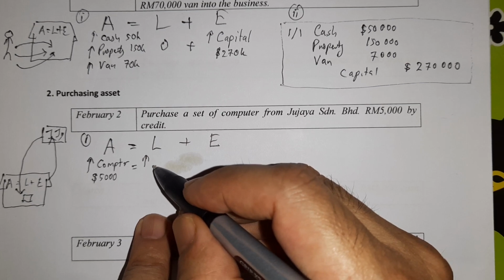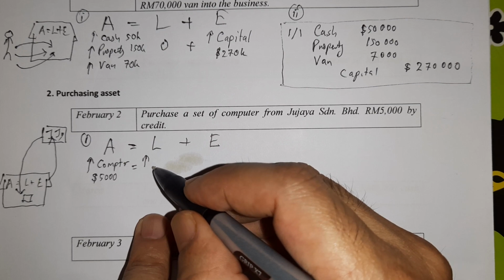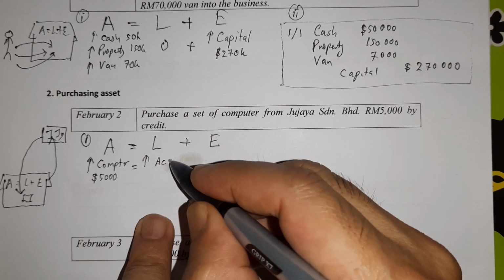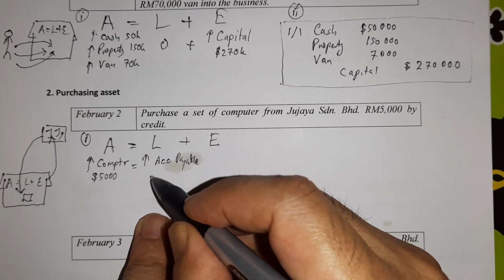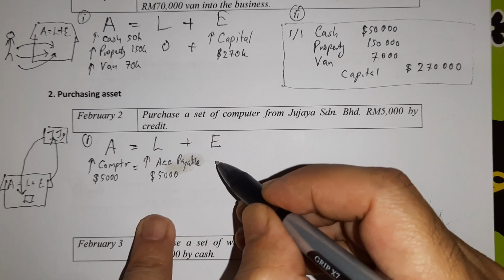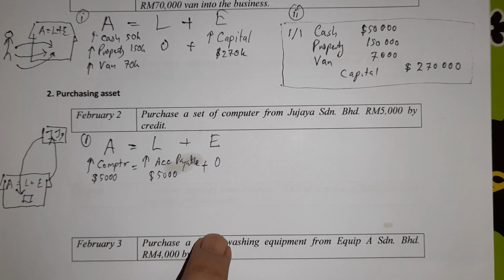In accounting, when a business owes money to another party, we record it in accounts payable. Okay, the name of the liability is accounts payable. So the amount is 5,000. Okay, and then there is no effect on equity.